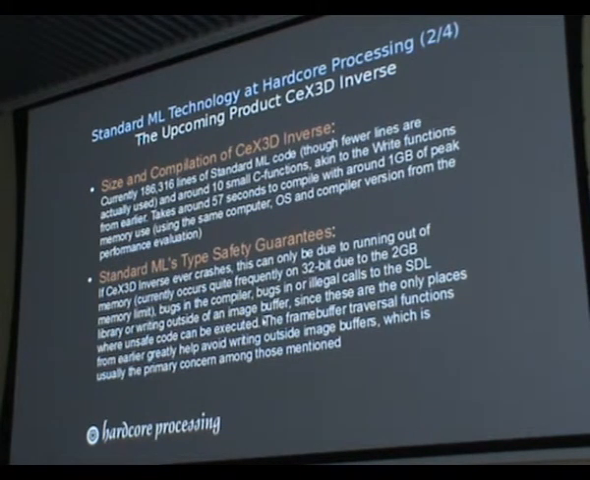And we have standard ML's type space if it crashes. There are not many places it can go wrong. It can go out of memory, that's quite frequent. Or it could be bugs in the compiler, or bugs in SDL, or illegal calls to SDL, or mostly writing outside the image buffer. But the frame buffer traversal function I showed you greatly helps remove the risk of writing outside those buffers. So that's convenient.